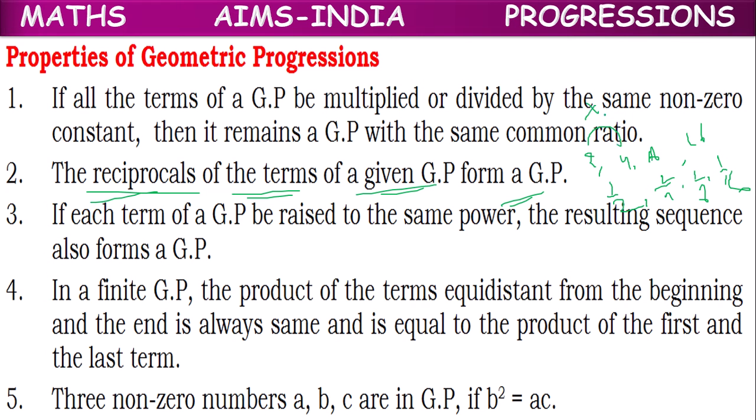The previous GP has common ratio 2: 2 into 2 is 4, 4 into 2 is 8, 8 into 2 is 16. It is a GP with common ratio 2. The new GP, 1 by 2, 1 by 4, 1 by 8, is also a GP with common ratio 1 by 2, because 1 by 2 into 1 by 2 is 1 by 4, 1 by 4 into 1 by 2 is 1 by 8, 1 by 8 into 1 by 2 is 1 by 16. So if we take reciprocals of the terms, it also will be a GP but with a different common ratio.